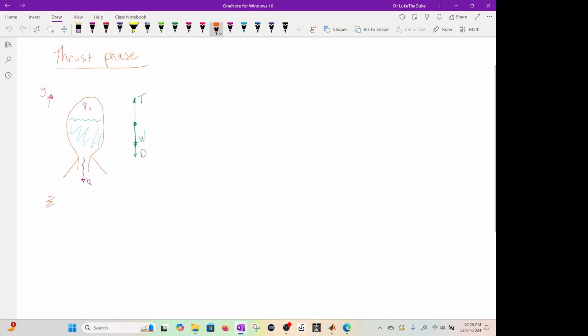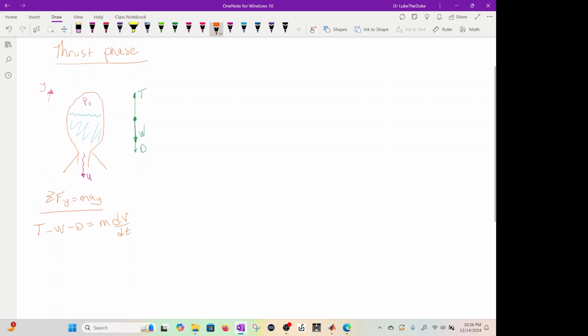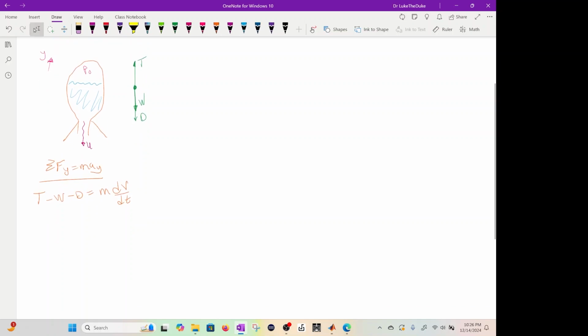So, if we sum the forces in the y, F equals ma, positive is up, so we get thrust minus weight minus drag equals m dv/dt. And we're going to only look at 1D motion, just vertical, straight up and straight down. Now, from previous, you know that thrust is m dot times u, the exit velocity. The weight is mg, and the drag is 1/2 rho_w v squared Cd times A.